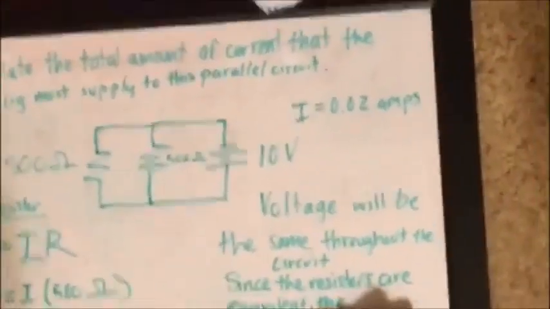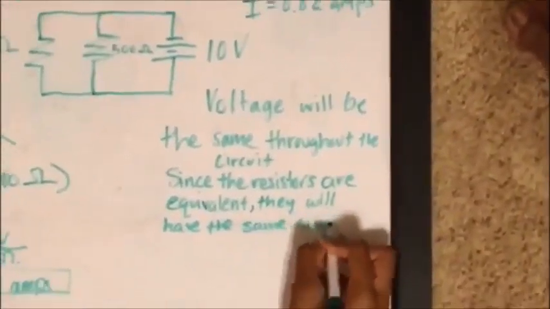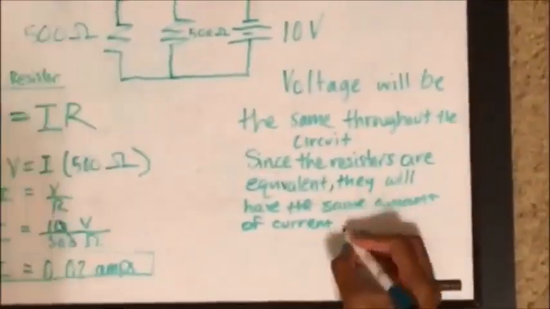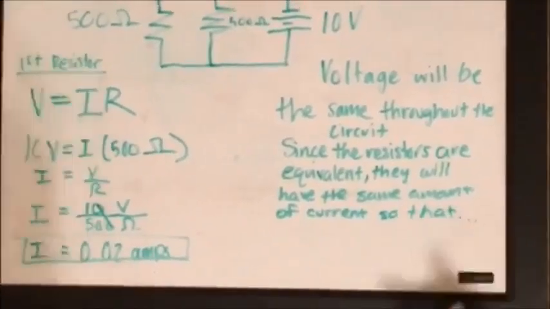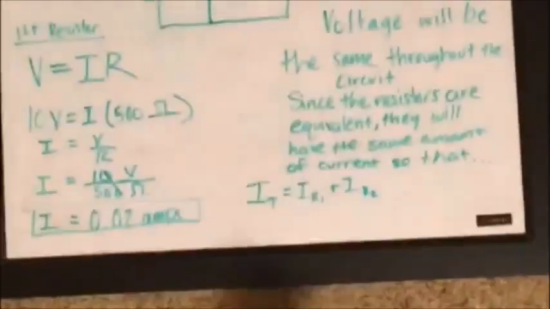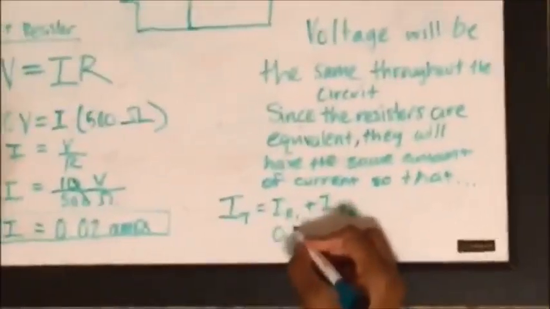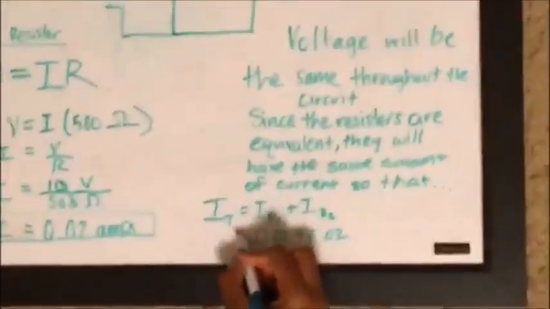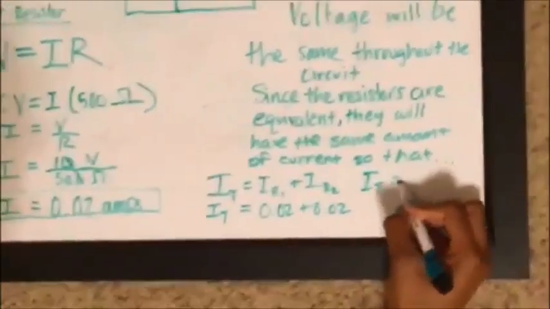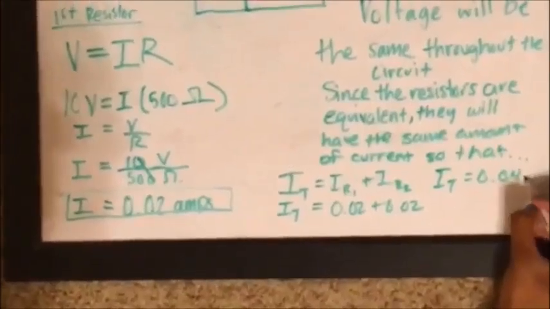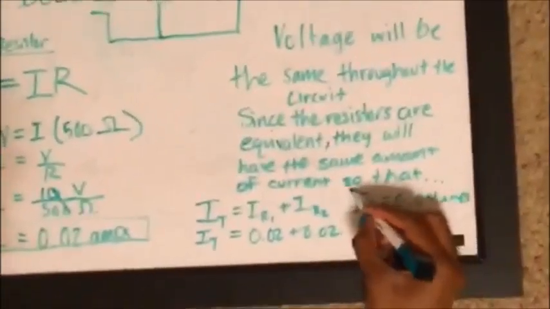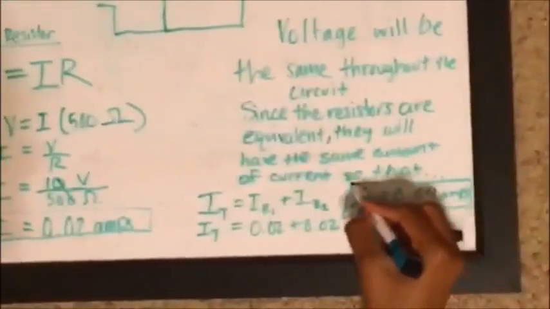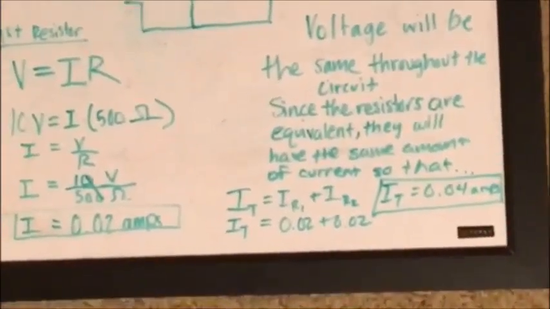0.02 amps. Now, since the resistors are equivalent in value, we can assume that they will each have the same amount of current drop in the parallel circuit, so that the total current is equal to 0.02 amps of the first resistor and 0.02 amps of the second resistor. Now if we add those together, we can find that the total current in the parallel circuit is 0.04 amps.